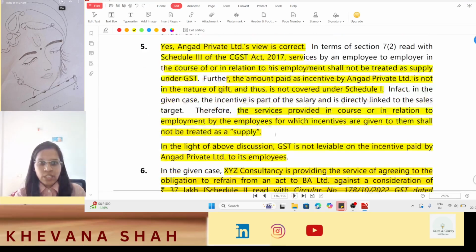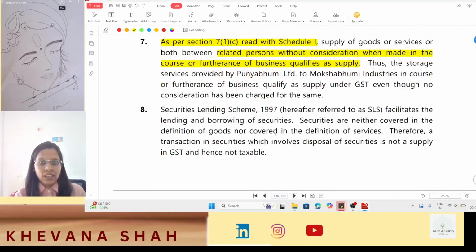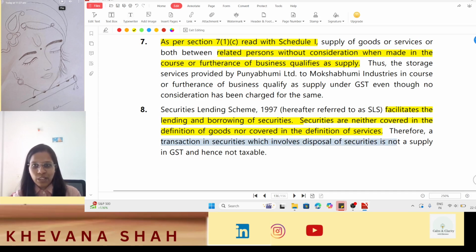One is that of the security lending and another is the fees or commission charged for providing the services of securities lending. So the securities lending scheme facilitates the lending and borrowing of securities. Now, securities are neither covered in the definition of goods nor covered in the definition of services. So securities are out of the purview of supply. Therefore, a transaction in securities which involves disposal of securities is not a supply in GST and hence not taxable.